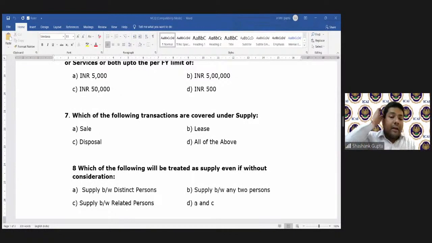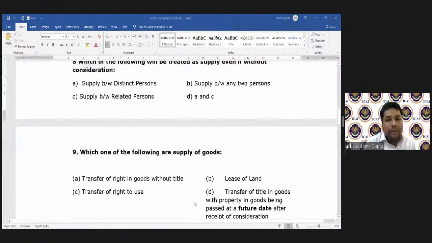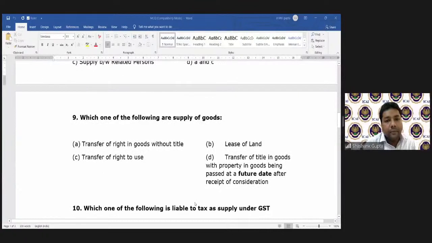So the correct answer is 8D. The question was, which of the following will be treated as supply even without consideration? A, supply between distinct persons, B, supply between any two persons, C, supply between related persons, and D, A and C. The correct answer is A and C. Both of these will be treated as supply even if without consideration.